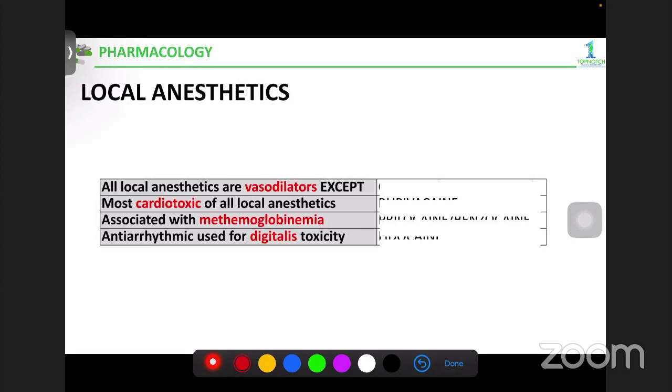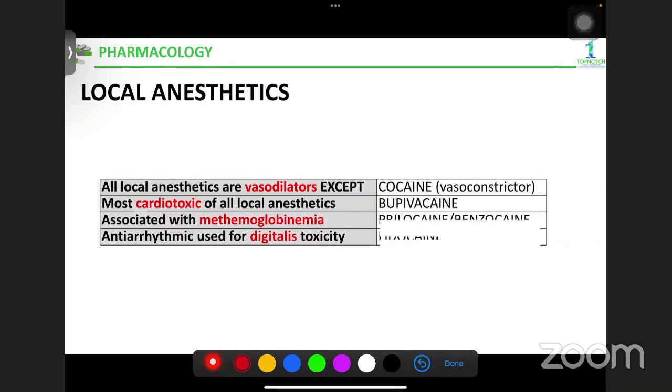So all local anesthetics are vasodilators except your cocaine. The most cardiotoxic of all local anesthetics is your bupivacaine. Associated with methemoglobinemia is your benzocaine or your prilocaine. And the antiarrhythmic used for digitalis toxicity is your lidocaine. So please remember this. Again, this is a summary lecture. This is not all about local anesthetics, but I hope it makes you remember.